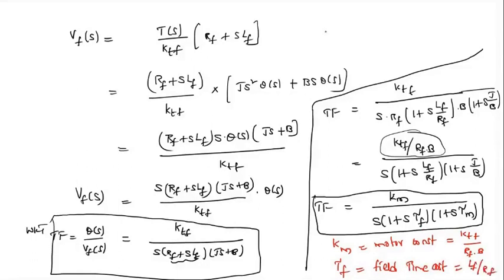Now the last one, tau M, is the mechanical time constant, which equals J by B. It is called the mechanical time constant because this term indicates that J and B belong to a mechanical rotational system. So tau M is the mechanical time constant, tau F is the field time constant, and Km is the motor constant, that is KTF by RF into B.